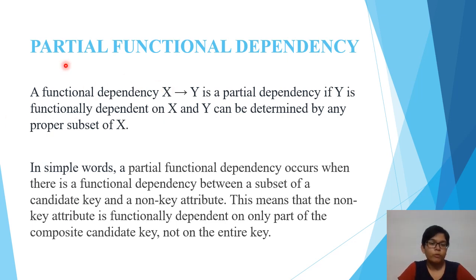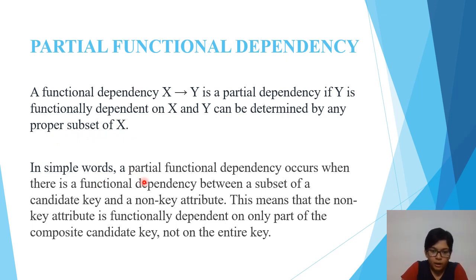Okay, so here we are moving on to our next topic, which is partial functional dependency. In very layman terms, we can say that if a prime attribute determines a non-prime attribute, then this is a partial functional dependency. A functional dependency X determines Y is a partial dependency if Y is functionally dependent on X and Y can be determined by any proper subset of X.